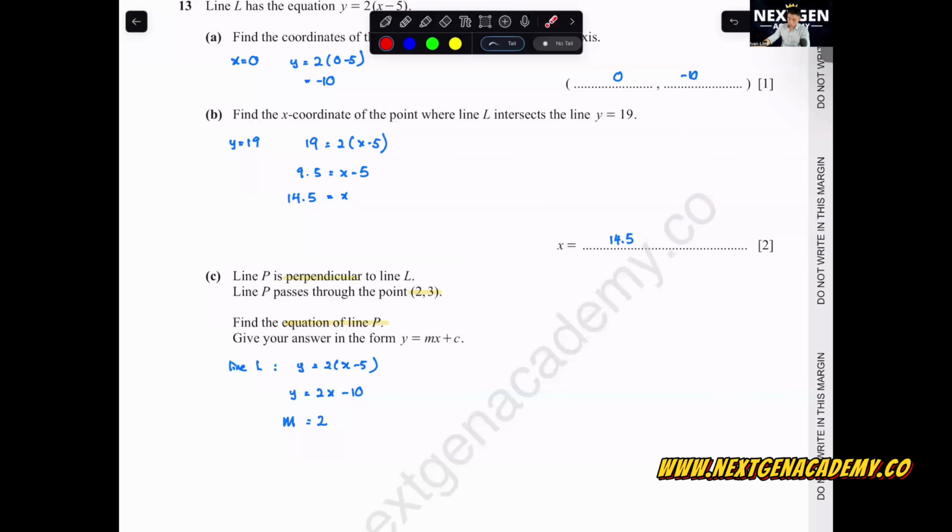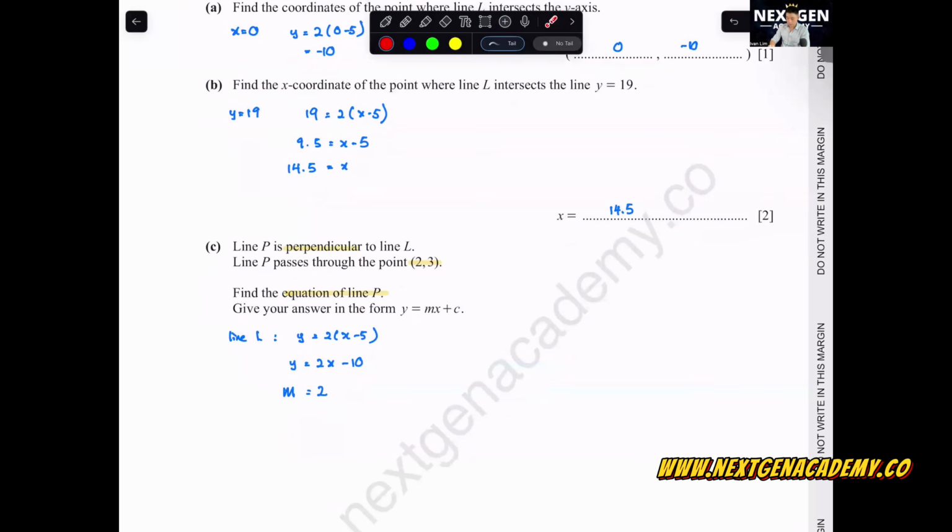Now, m equals to 2, what would be the gradient for line P? Okay, for line P, you can straight away use the shortcut, which is your negative reciprocal. If it's positive, it becomes negative. If it's 2, reciprocal means you inverse the value. It becomes 1 over 2. Okay, what formula is it derived from? So you can write like that. M perpendicular is negative 1 over 2. If you like to write down the working, also can. You can write this. M1 times M2 equals to negative 1. Then here 2 times M2 equals to negative 1. M2 equals to negative 1 over 2. Okay, but it is not necessary. You can straight away write the answer down.